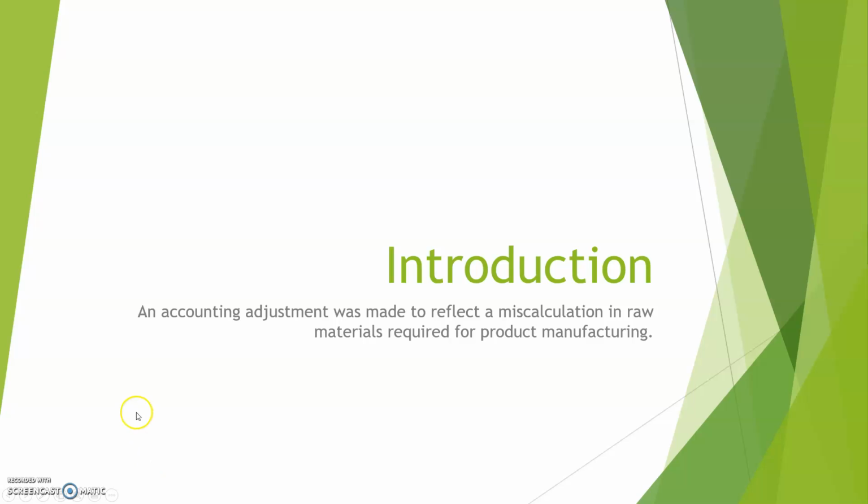Hello, Parsi. I would like to explain today how your cost of goods sold forecast was off by $350,000 last quarter. An accounting adjustment was made to reflect a miscalculation in raw materials required for our products. This caused your cost of goods sold account to be off for the quarter, and it is very understandable that you would have questions about that.